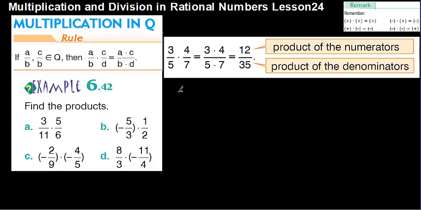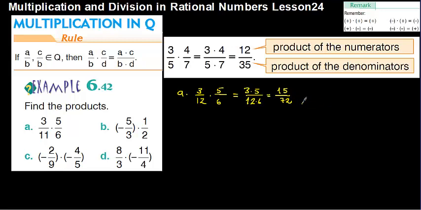So if I solve the exercises, if I start with A, 3 over 11 times 5 over 6. Numerators and numerators, so 3 times 5 I'm going to multiply, and 11 times 6, and 3 times 5 is equal to 15. 6 times 11 is going to be equal to 66.